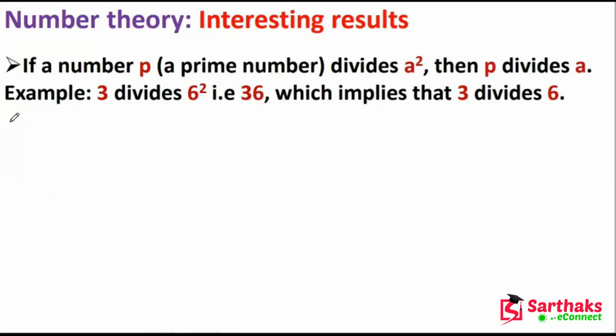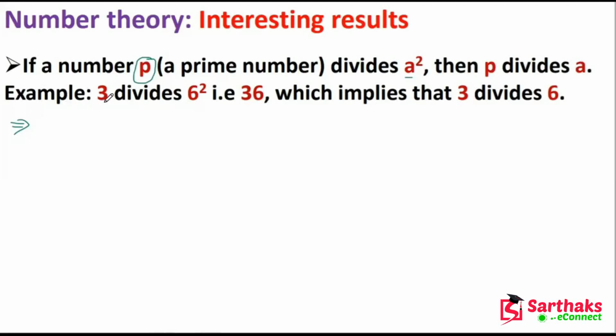If a number P, which is a prime number, divides a square, meaning a square can be divided by P, then A can also be divided by P, meaning P can divide A as well.